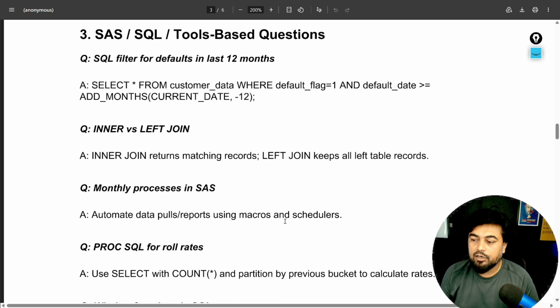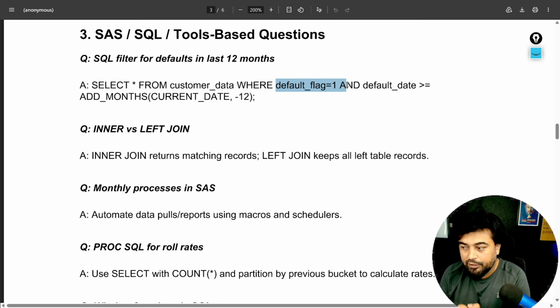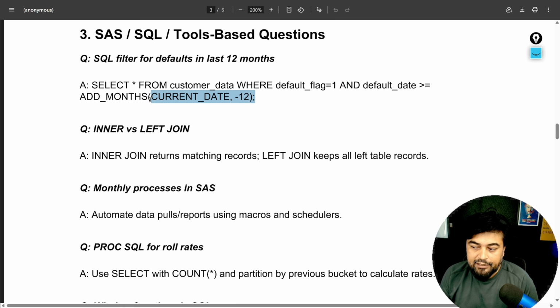Now let's talk about a bit of SAS, SQL, or tool-based questions. SQL filter to default in 12 months: you can see select star, all the columns from this table where default flag equals 1. That means the customer is already defaulting. The thing you need to notice here is the current date minus 12. This is something from the coding perspective, from the SAS perspective, so it's very generic. If you don't know SAS, you might not be able to understand it, but try to grasp this.